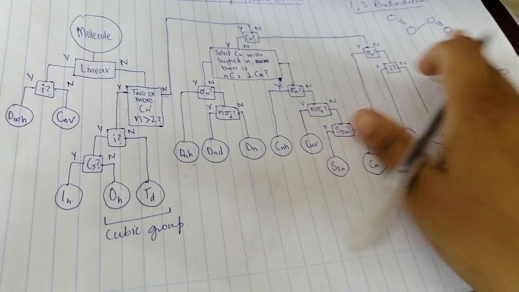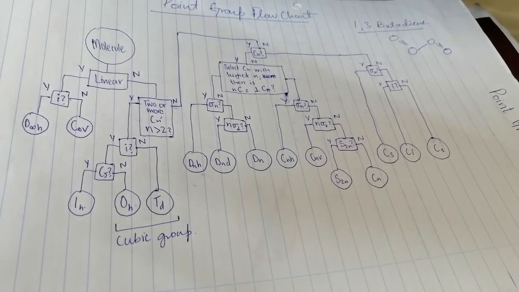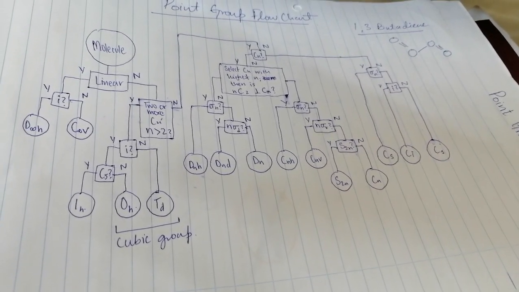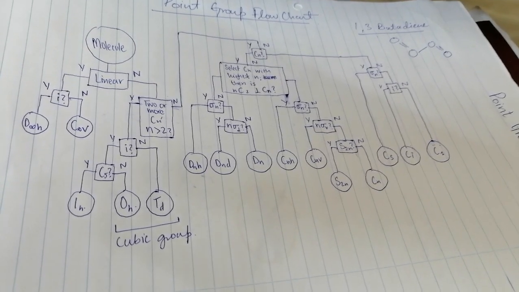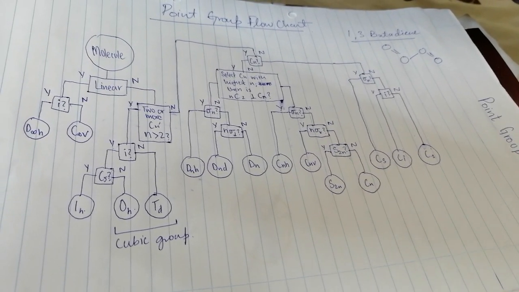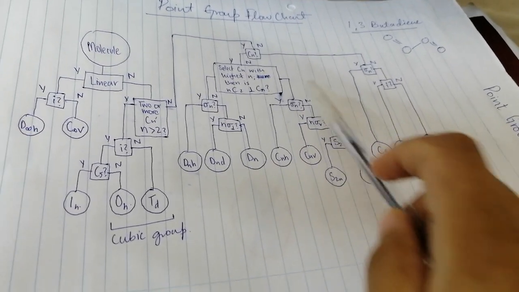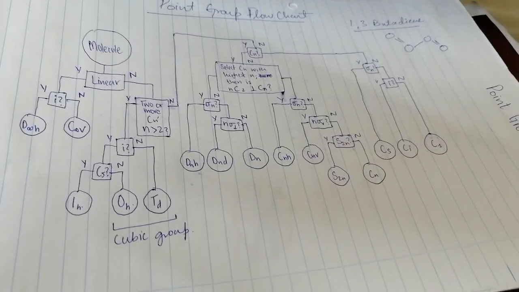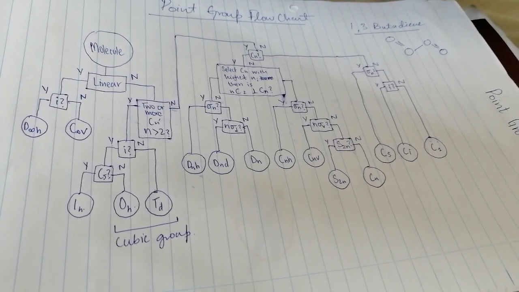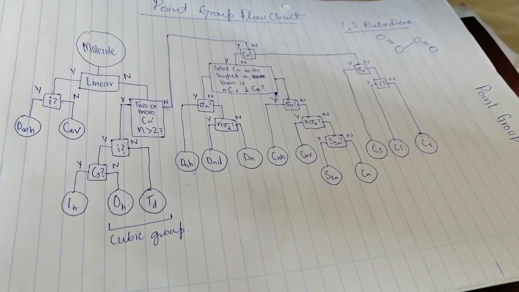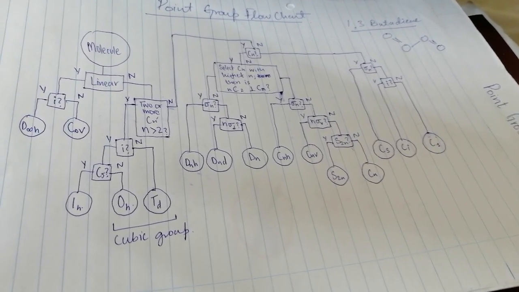1,3 butadiene in this case has two perpendicular mirror planes: one is a horizontal mirror plane which is perpendicular to the principal rotational axis, and one is the vertical plane, which contains the principal rotation axis.